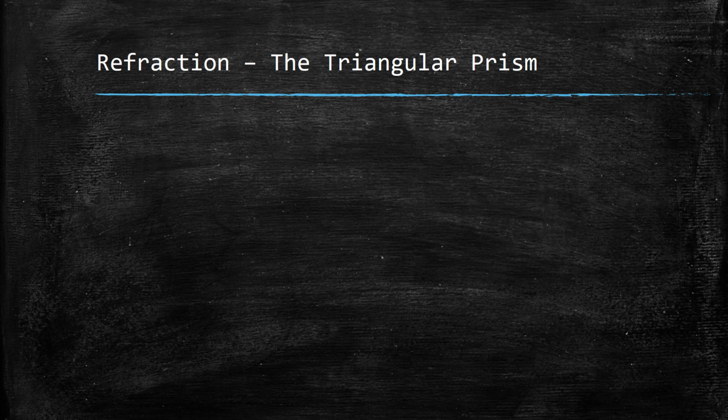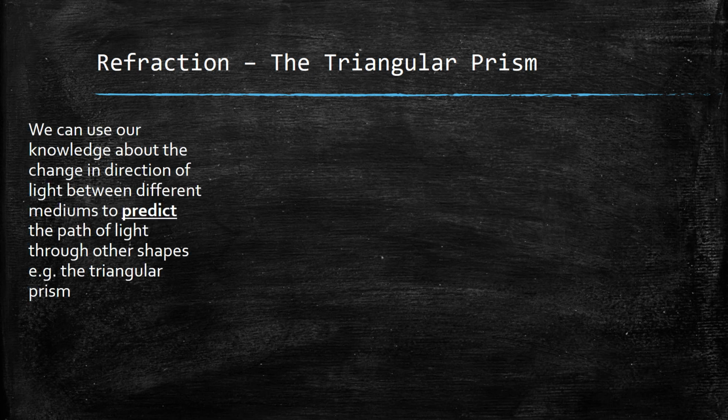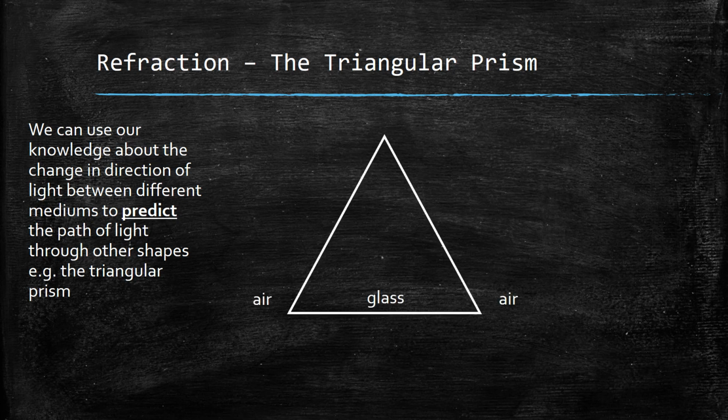The triangular prism. We've seen how light behaves going through a rectangular block, and now we can use our knowledge of how light changes direction going from different densities of mediums in order to predict the path of light going through a different shape. This is the triangular prism.